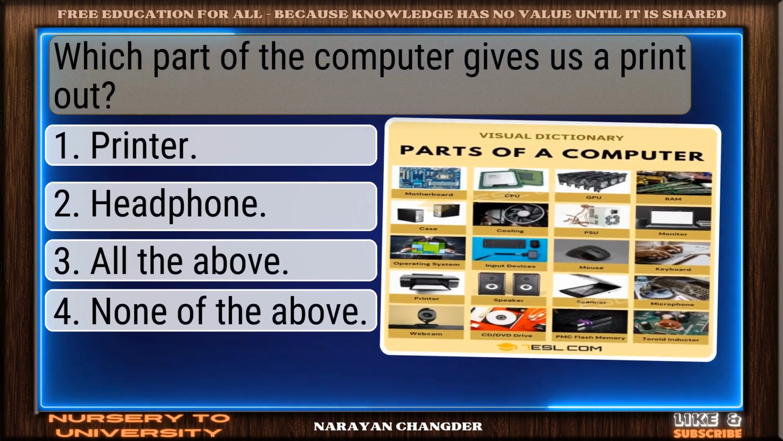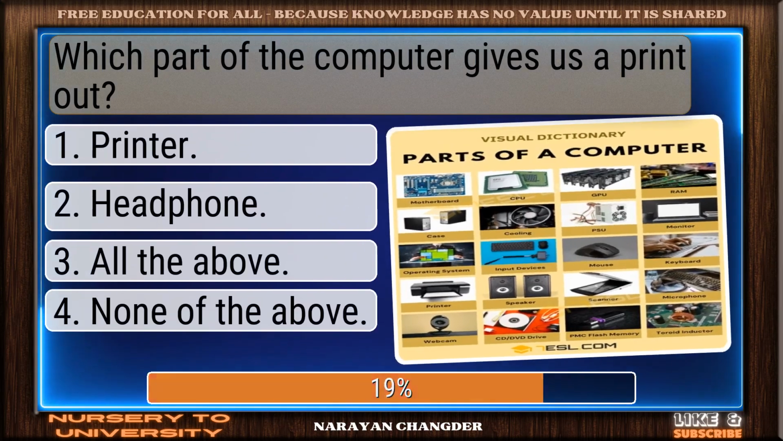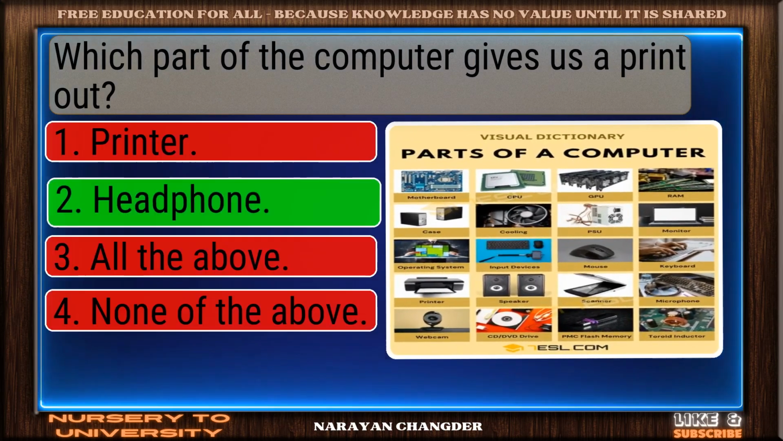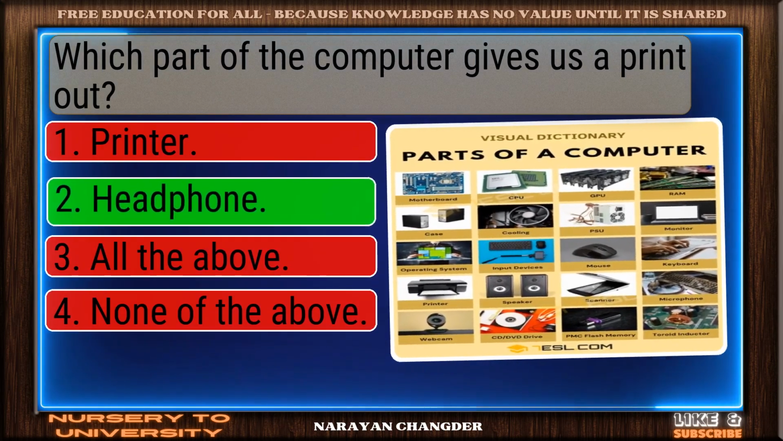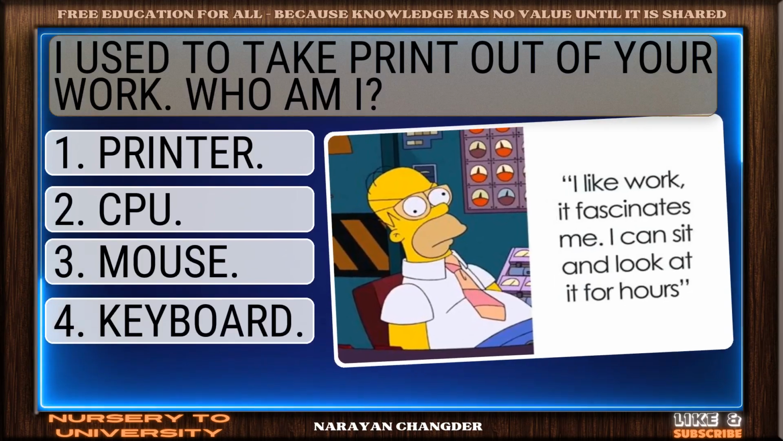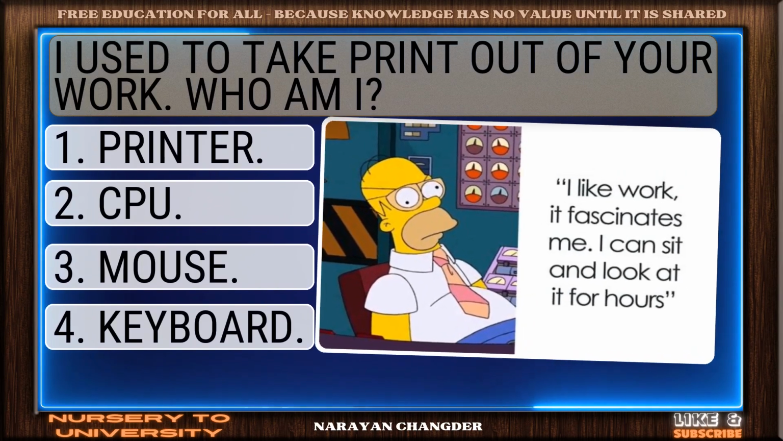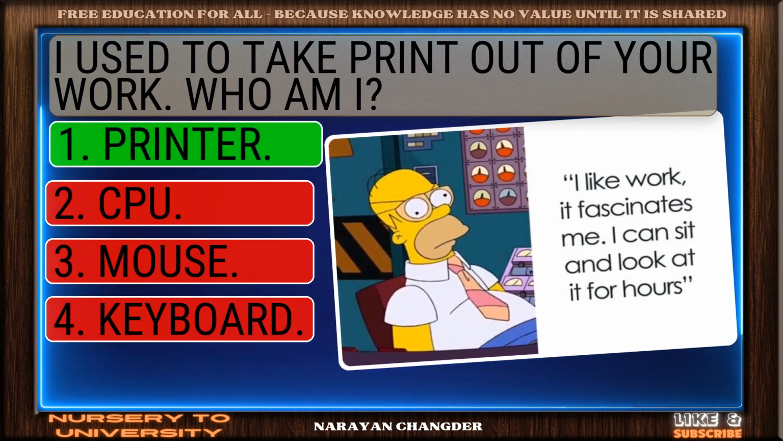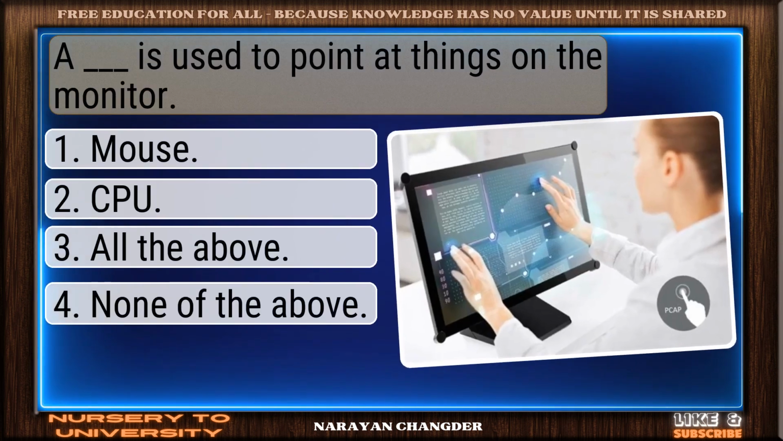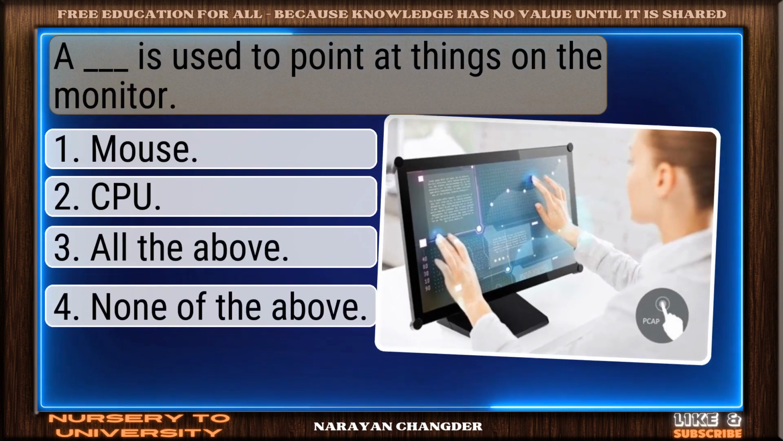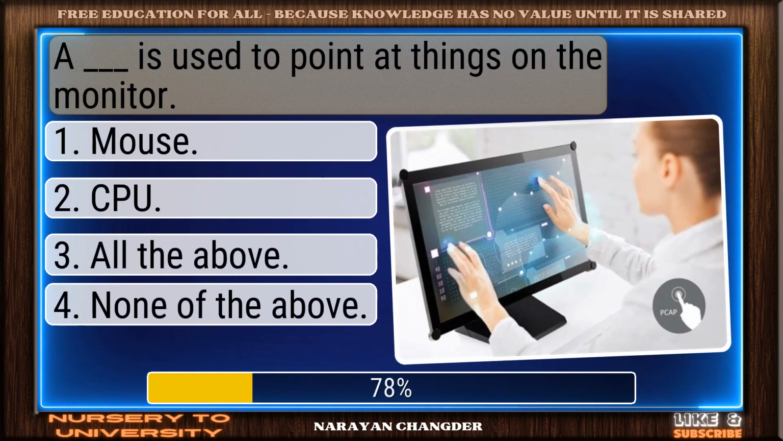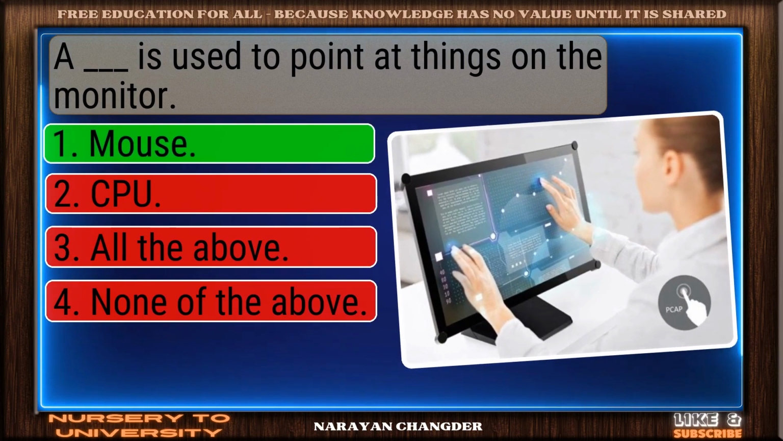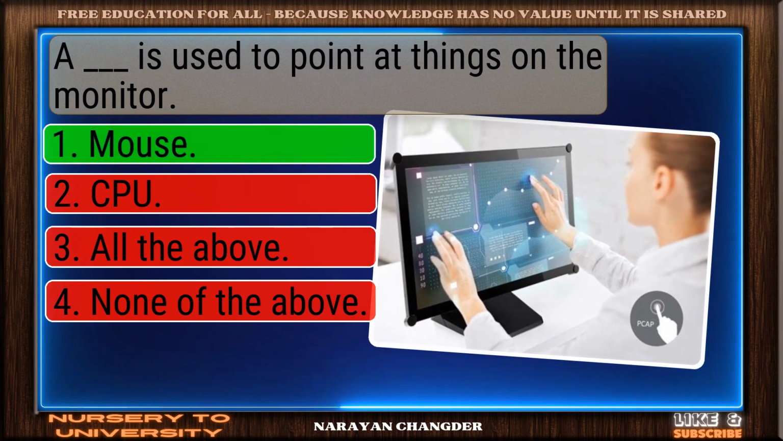Which part of the computer gives us a printout? Good thinking. Headphone is right. I used to take print out of your work. Who am I? Good job. Printer works well. A dash is used to point at things on the monitor. Right again. Mouse is valid.